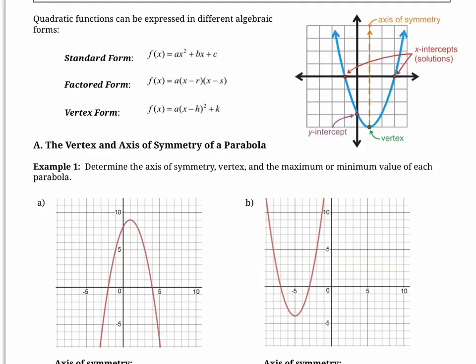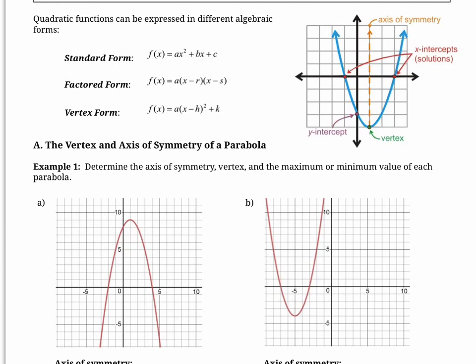So here are some important properties of a parabola. We've got the vertex. The vertex is going to be the lowest point or the highest point, depending if the parabola opens up or if it opens down. The axis of symmetry is going to cut that parabola exactly in half. Also, the axis of symmetry is where the vertex is going to be. So wherever the axis of symmetry intersects with that parabola, that's where we find the vertex.